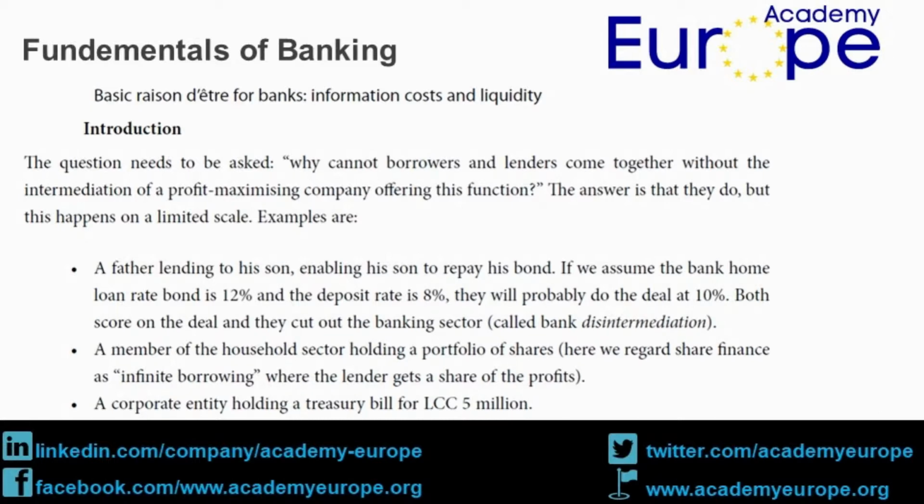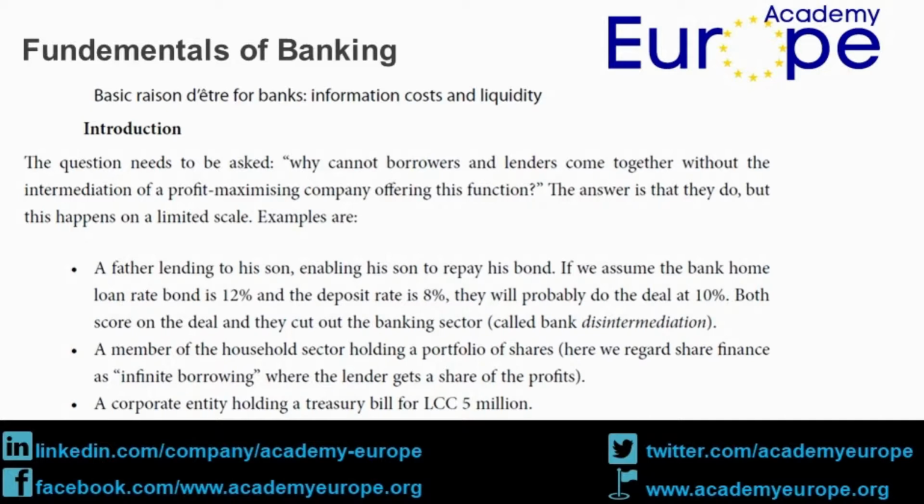Introduction. The question needs to be asked: why cannot borrowers and lenders come together without the intermediation of a profit-maximizing company offering this function? The answer is that they do, but this happens on a limited scale. An example is a father lending to his son, enabling his son to repay his bond. If we assume the bank home loan rate is 12% and the deposit rate is 8%, they will probably do the deal at 10%. Both score on the deal and they cut out the banking sector, called bank disintermediation.